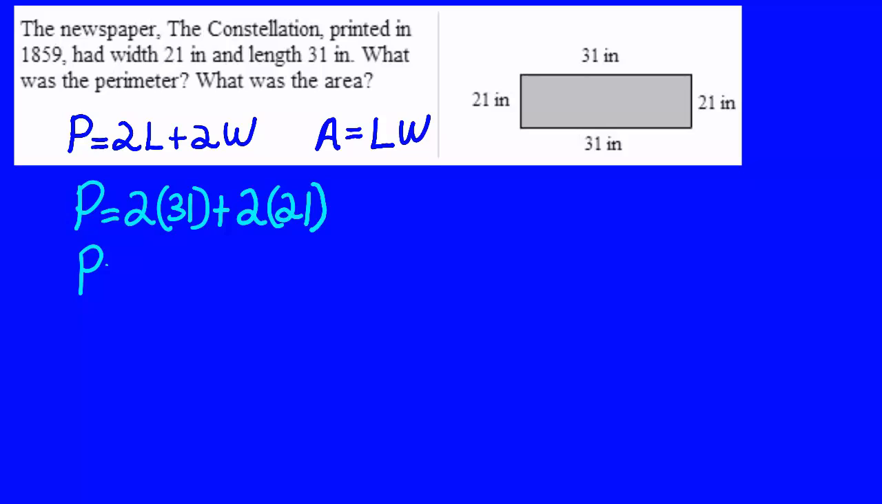So perimeter, P, is going to equal 2 times 31, which is 62, plus 2 times 21, which is 42. So the perimeter will be what we get when we add these two together, which is 104 inches.